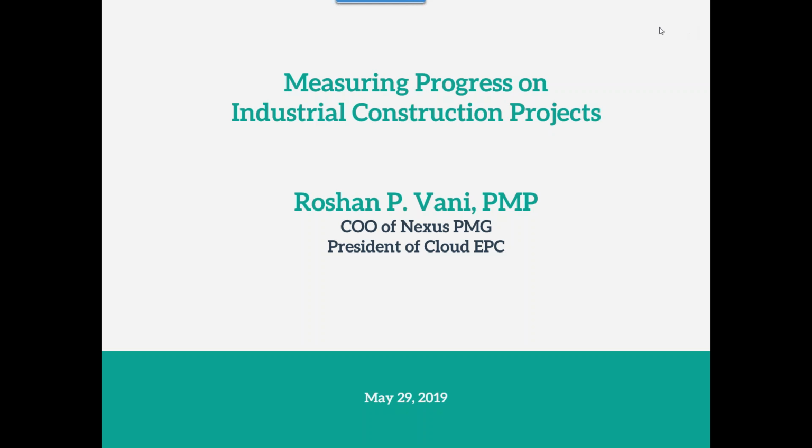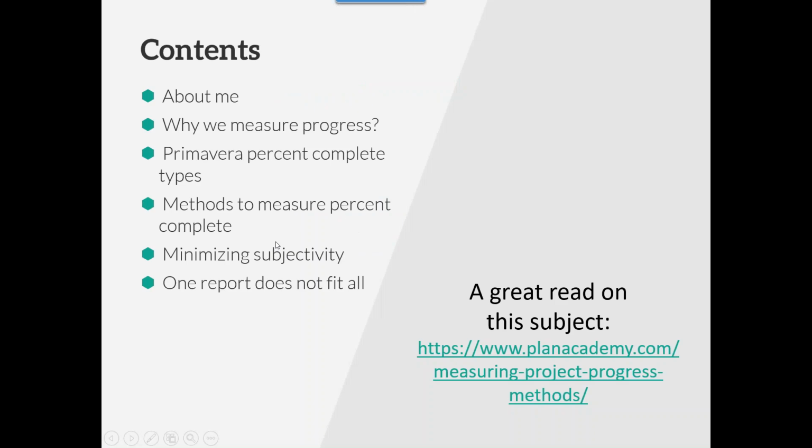So I thought it would be really interesting to do a deep dive on progress and its value. How do we validate it? How do we deal with subjectivity? All of the issues and problems around the day-to-day life of progress. And as I was doing a little research and trying to put together my thoughts, I stumbled on a great Plan Academy article. A great read on this subject is planacademy.com, measuring project progress methods, which I ended up replicating as one of my slides, and I'll talk about it a little bit more.